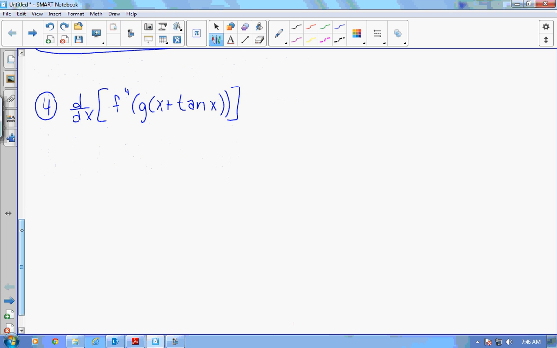Okay, what does this d dx mean? Yeah, this means take the derivative of the following, with respect to x, exactly. Okay, how would you approach this one?